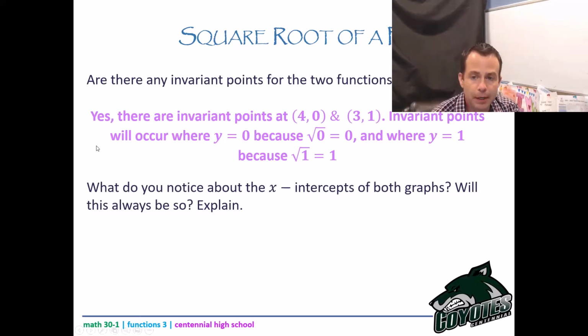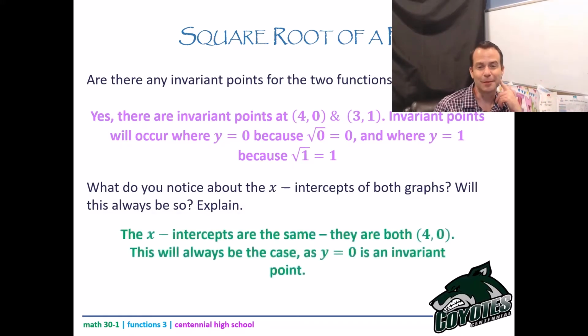What do you notice about the x-intercepts of both graphs? Well, your answer there is they're the same. Will this always be so? Absolutely, it will always be so, because an x-intercept has a y value of 0, and that's an invariant point. Okay, so the x-intercepts are the same. They are both at (4, 0). This will always be the case as y equals 0 is an invariant point.